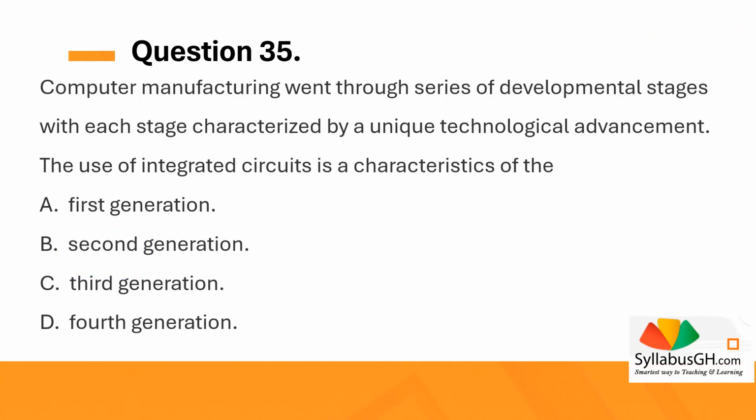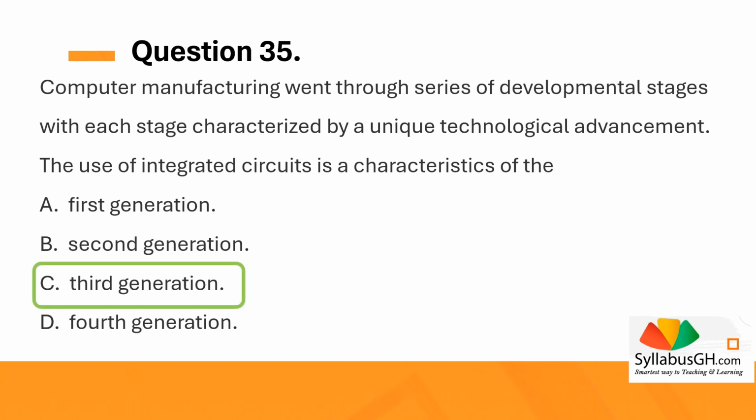Question 35. Computer manufacturing went through a series of developmental stages, with each stage characterized by a unique technological advancement. The use of integrated circuits is a characteristic of the A. First generation. B. Second generation. C. Third generation. D. Fourth generation. The correct answer is C.